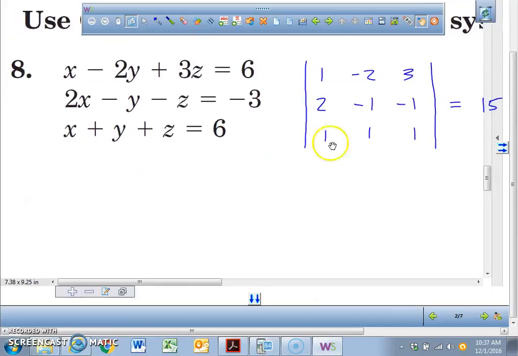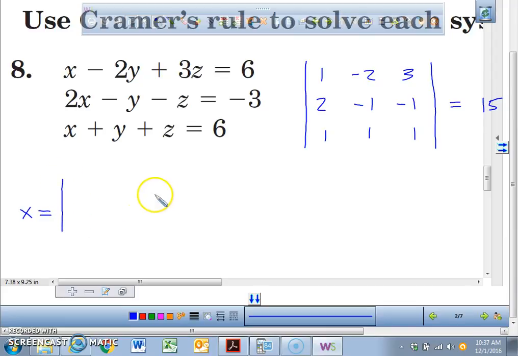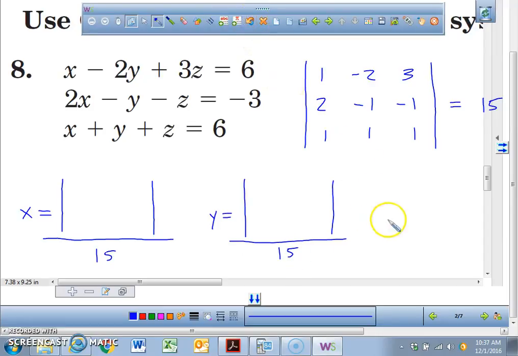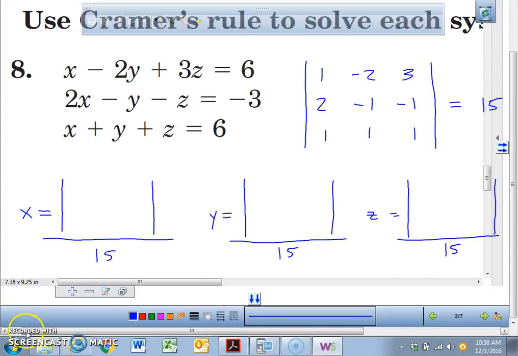Now, right underneath problem number 8 in your journal, I want you to carefully write this down with me. Put x equals a certain 3 by 3 determinant all over the number 15. Y equals a certain 3 by 3 determinant that we're going to build here in a second over the number 15. And z, there we go. Z will equal another 3 by 3 determinant all over the number 15. So write that down, please.